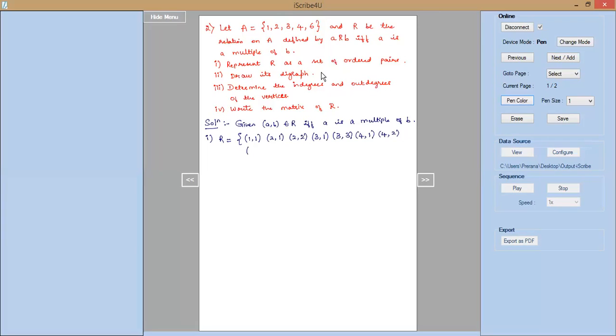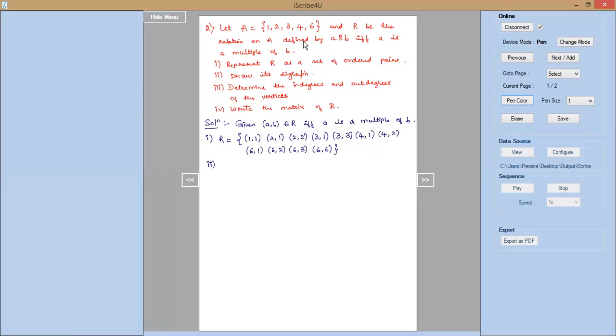Next we have (6, 1), (6, 2). 6 is a multiple of 1. 6 is a multiple of 2 because 2 threes are 6. Then we have (6, 3). 6 is a multiple of 3 because 3 twos are 6. And lastly (6, 6). So this is how the relation R can be written, because it was given that A is a multiple of B, and we choose from the elements of the set A, which consists of 1, 2, 3, 4, 6. Now, this was the first part of the question.